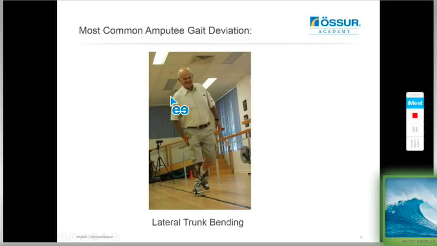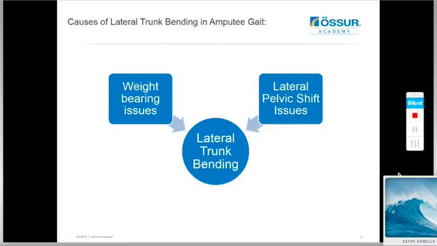The shoulders have translated the weight across to the prosthetic side without the hips moving. We have lateral trunk bending. And you can see that back pain is going to occur there quite easily due to the shear forces created in the lumbar spine when he's laterally trunk bending.